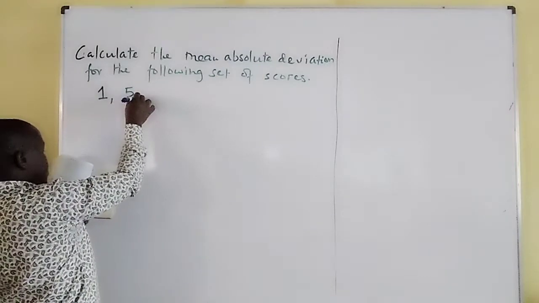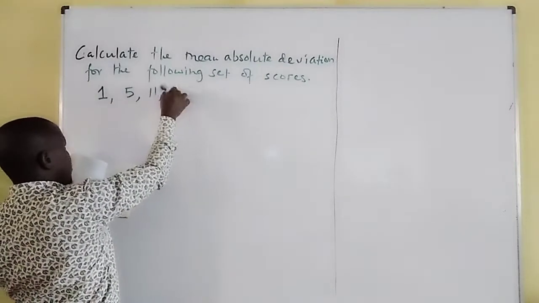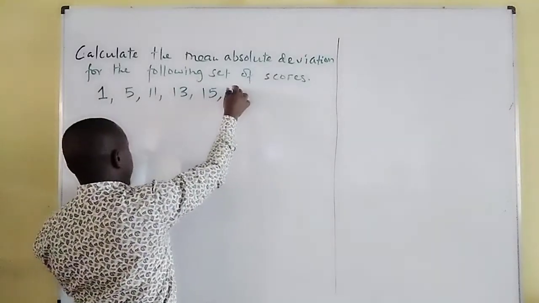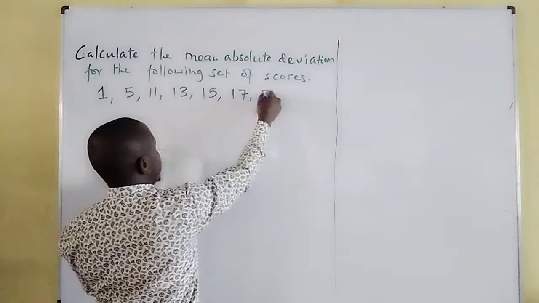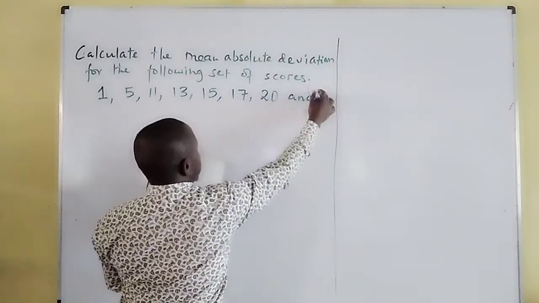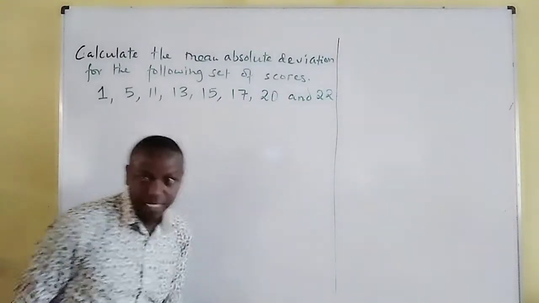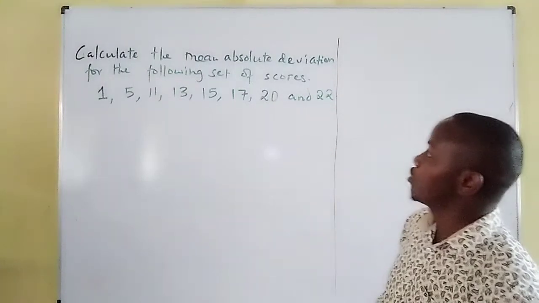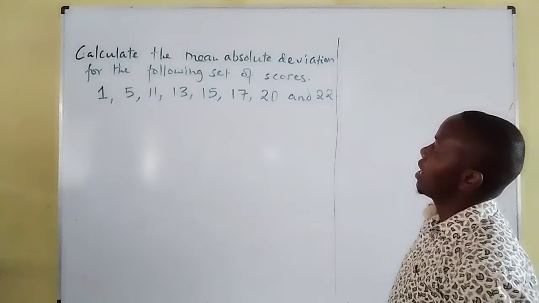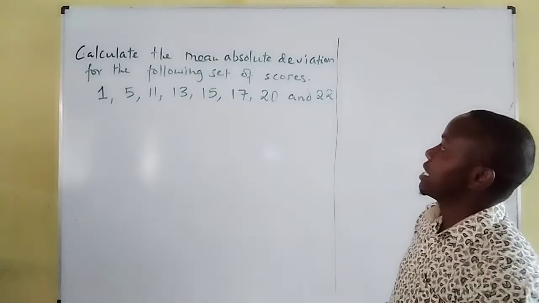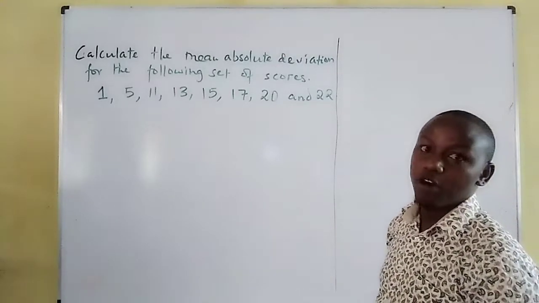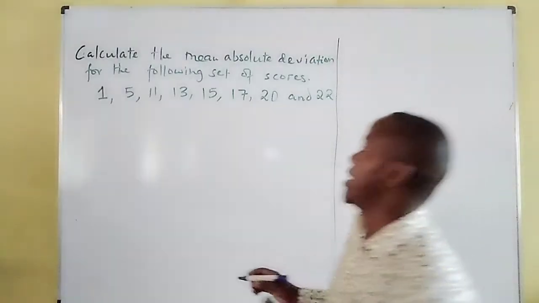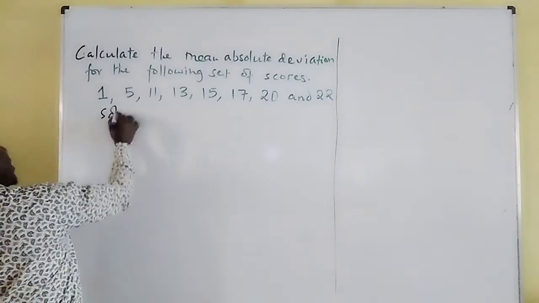5, 11, 13, 15, 17, 20, and 22. So this is the set of data for which we are going to obtain the mean absolute deviation. Therefore, the first thing we obtain when we get such data is determining its mean. Therefore, we will first of all get the mean score.